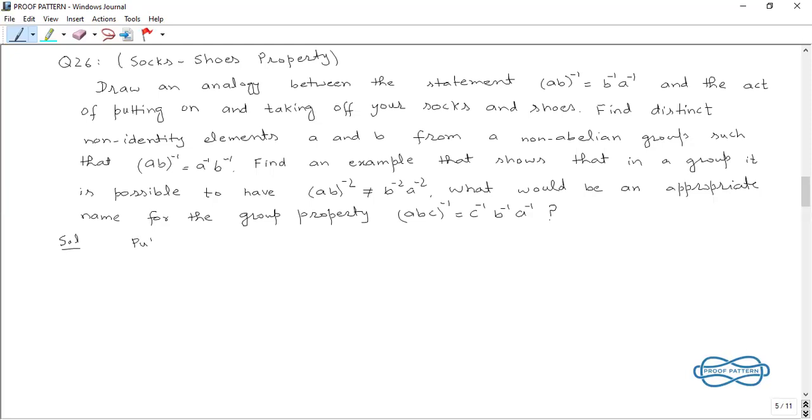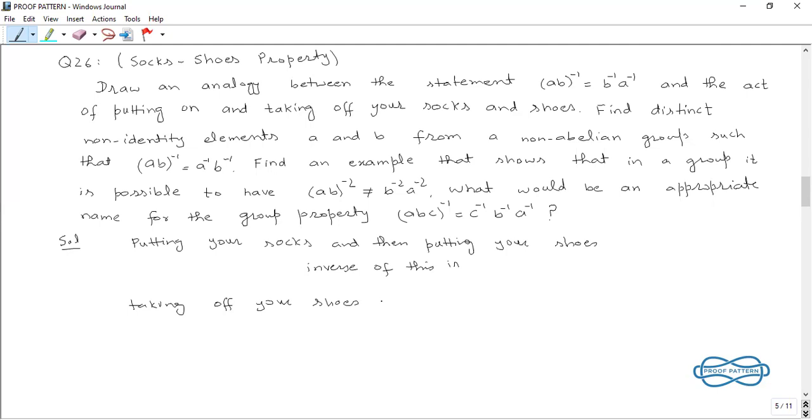Okay. Putting on your socks and then putting on your shoes, and the inverse of this statement is taking off your shoes and then taking off your socks, because it is not possible to take off your socks before taking off your shoes.